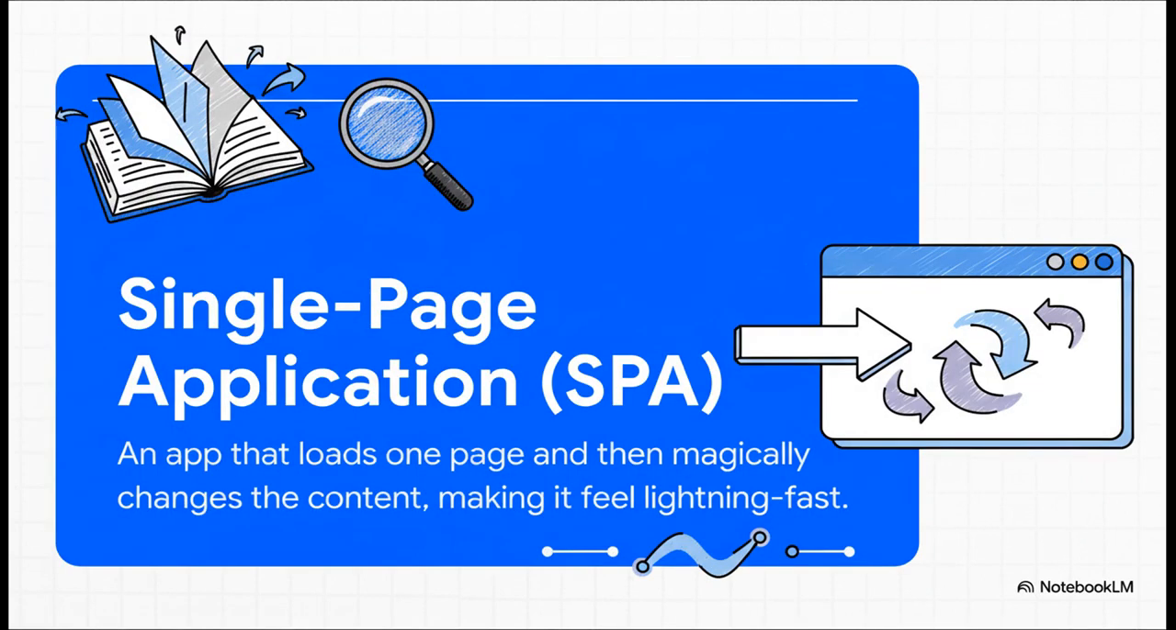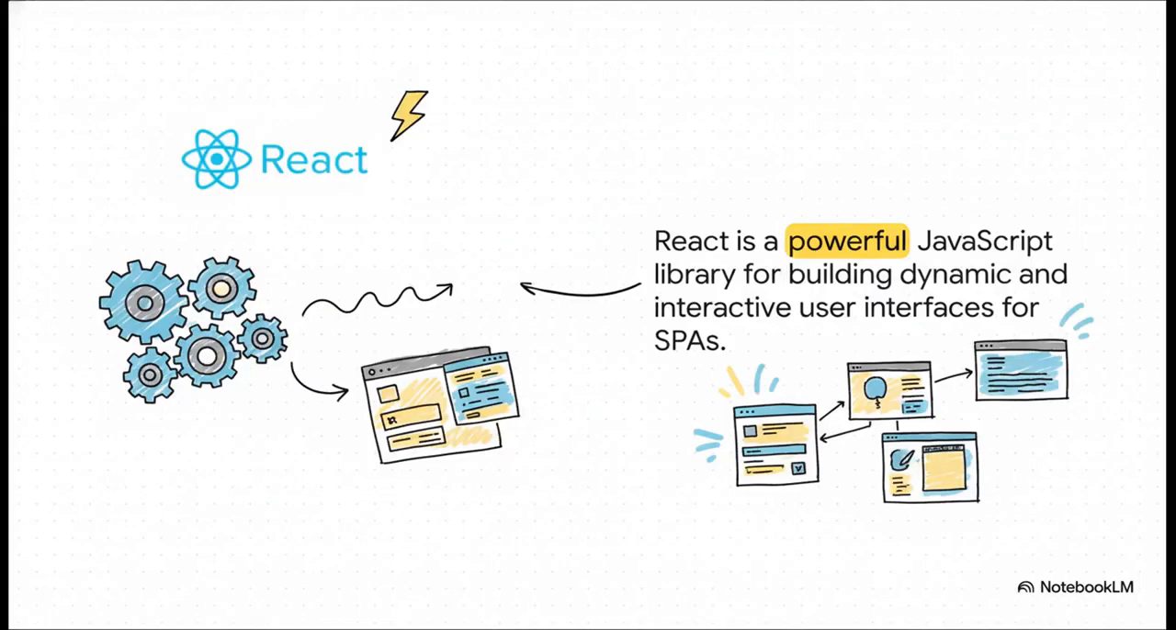A lot of this magic comes from something called a single-page application, or an SPA. You see, the old way of doing things was clunky. You click a link, you wait for a whole new page to load from the server. An SPA, on the other hand, loads just once. After that, it just dynamically rewrites bits and pieces of the page as you interact with it. It feels way faster. And this is exactly where React comes into the picture. It's one of the most popular JavaScript libraries out there, designed specifically for building these awesome single-page applications. It's basically a toolkit for developers to create those dynamic and interactive interfaces we all know and love.